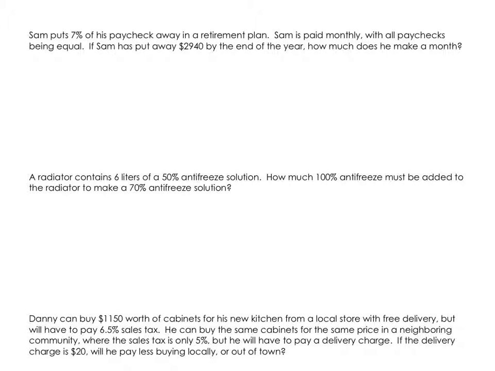So we want to know how much he made a month. He put away $2,940 in a year. He's paid monthly. So first, let's calculate how much money he put away each month. Looks like $245. He put $245 in his retirement plan every month.